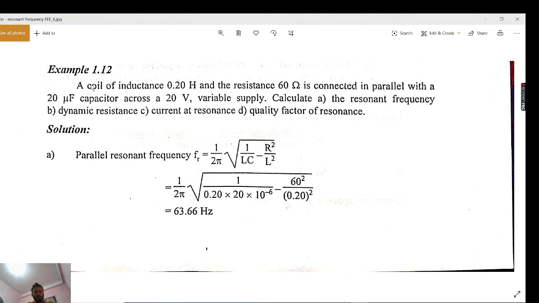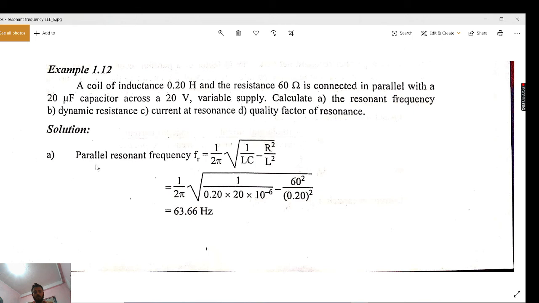Here we have a coil of inductance 0.20 Henry and resistance 60 ohm connected in parallel with a 20 microfarad capacitor with a 20 volt variable supply. And here we have to calculate the resonance frequency, dynamic resistance, current at resonance and quality factor at resonance. So this is the case of a parallel RLC circuit.